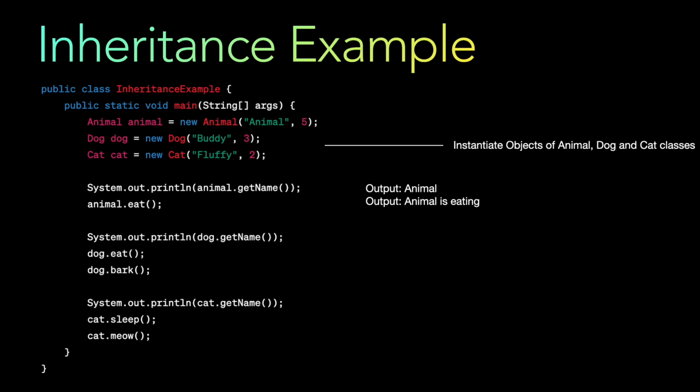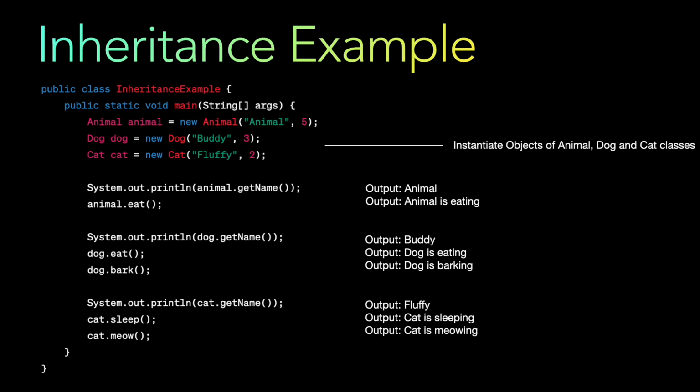In the next phase, we are printing the dog's name and invoking the two methods in the dog class, which is dog.eat and dog.bark, right? That is going to output the dog's name, and the outputs for dog.eat and dog.bark will be dog is eating and dog is barking, because remember we have overridden the eat method in the dog class and extended the dog class to also implement the bark method, right? Similarly, for the cat class, it is going to print the name and cat is sleeping, cat is meow, because we have overridden the sleep method in the cat class, right?